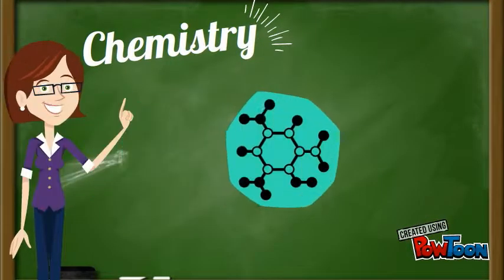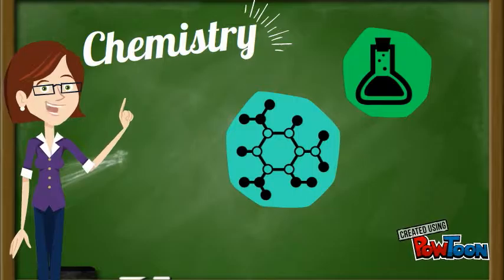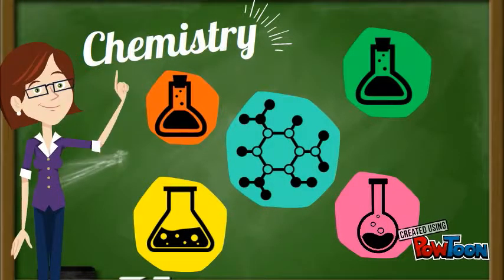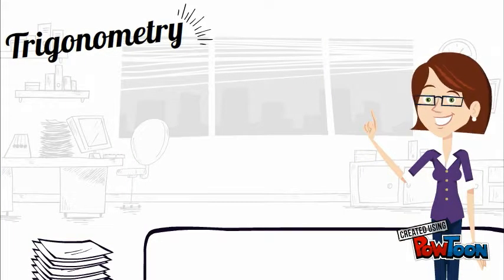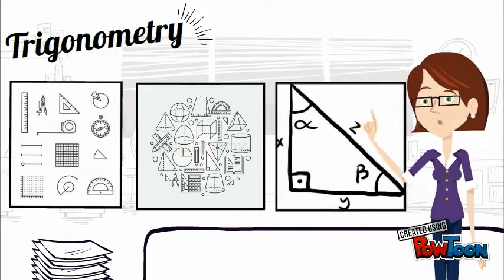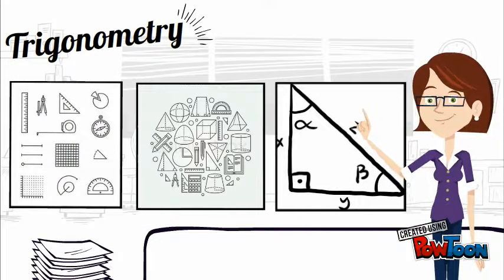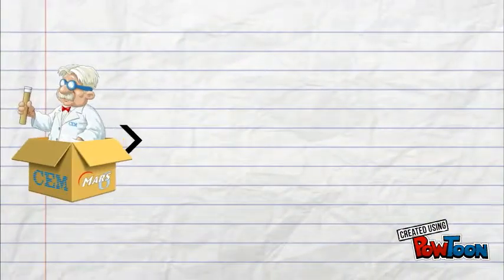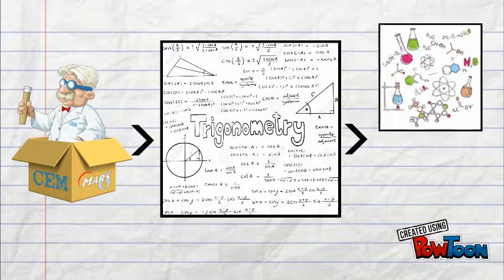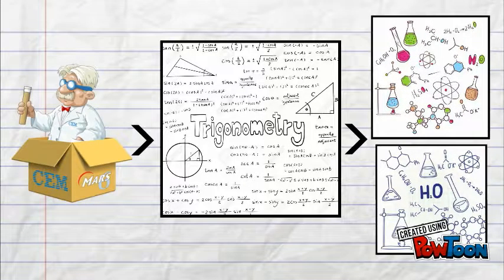Chemistry is a branch of physical science that studies the composition, structure, properties, and change of matter. Trigonometry, on the other hand, is a system of mathematics that involves the lengths and angles of triangles. Chemists use trigonometric functions to accurately describe the angles that are created when atoms bond together to form molecules.